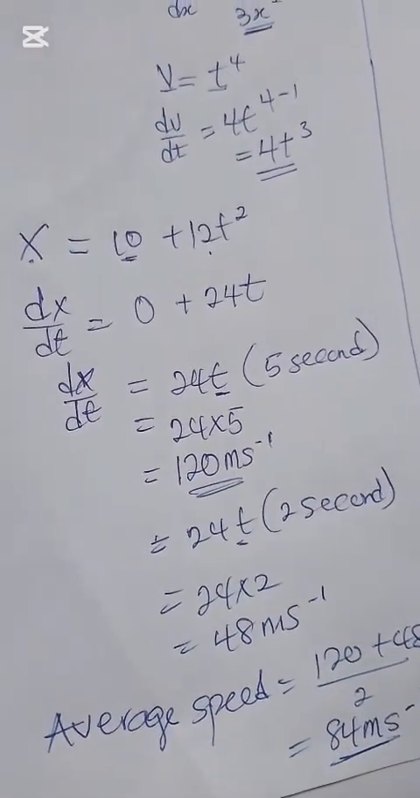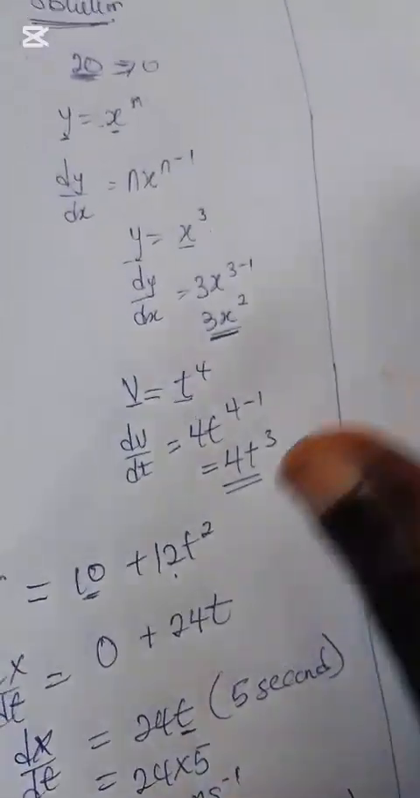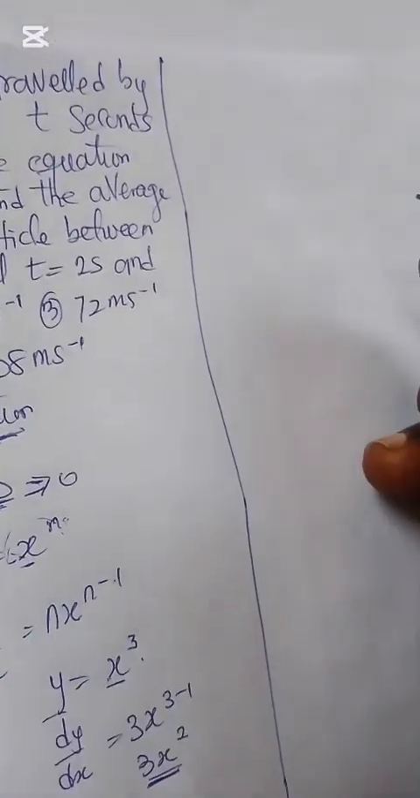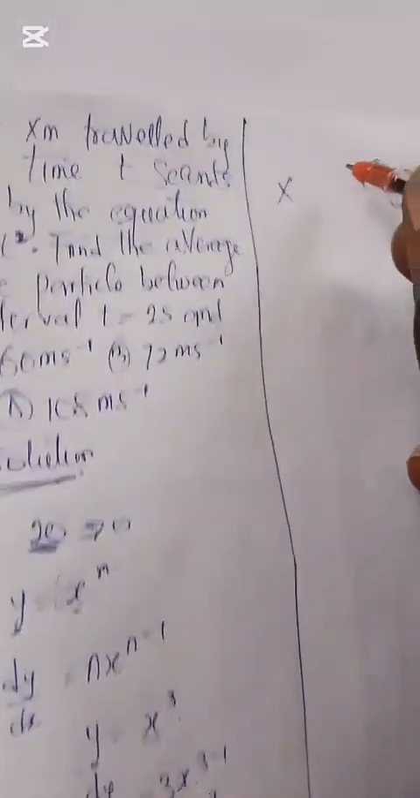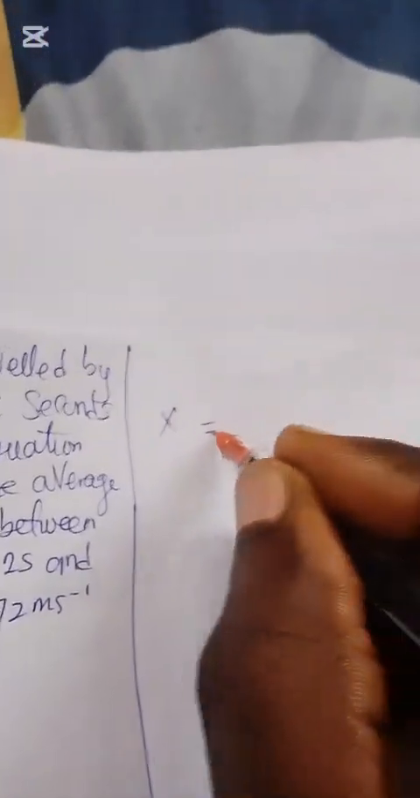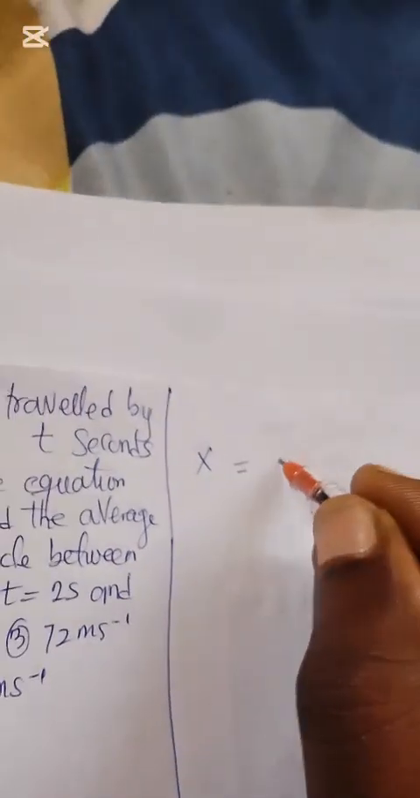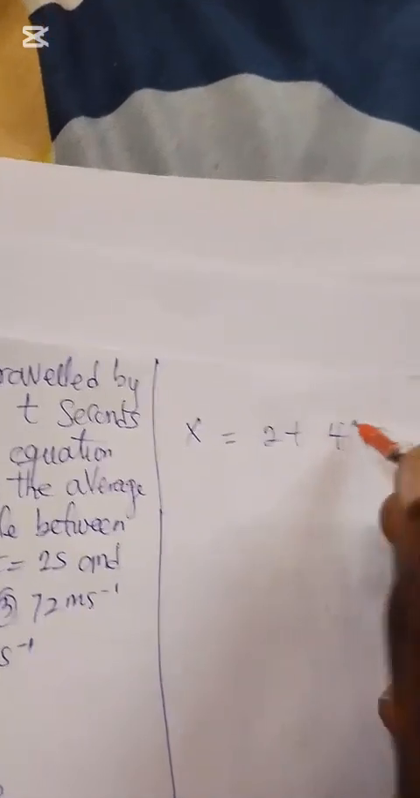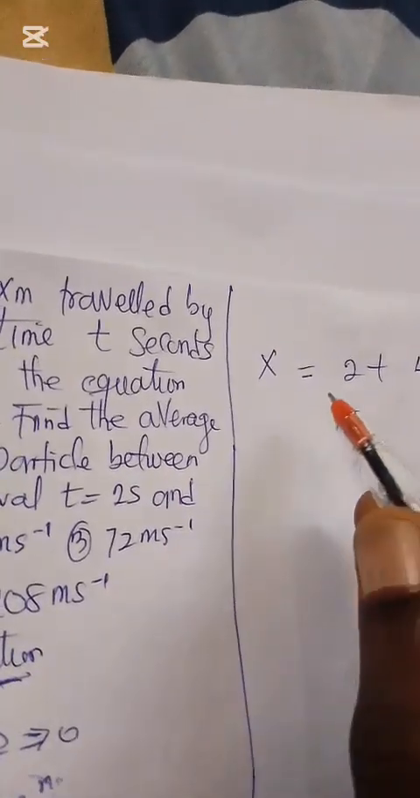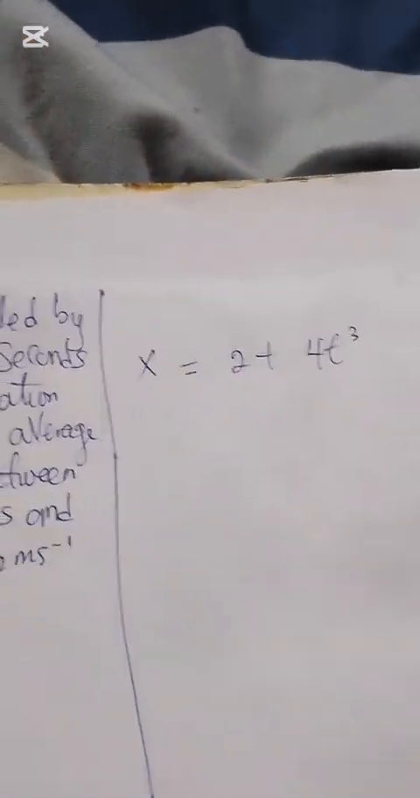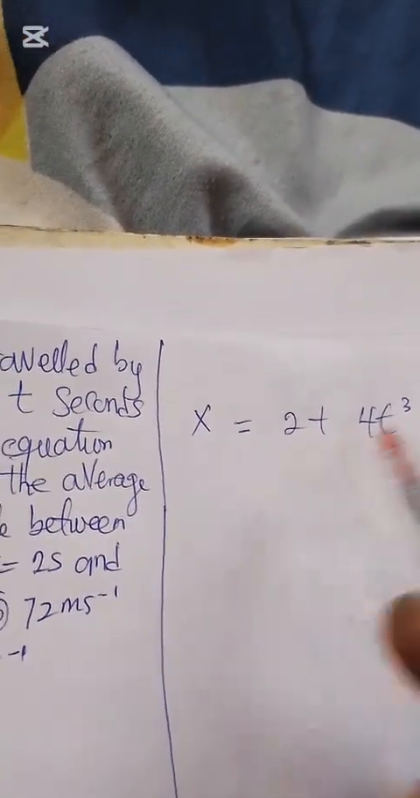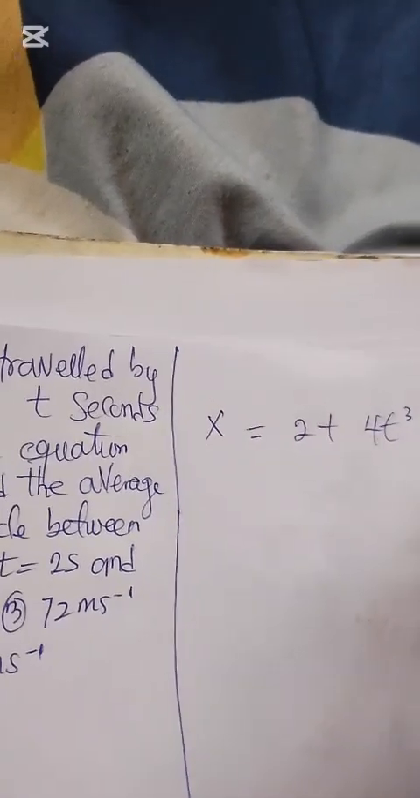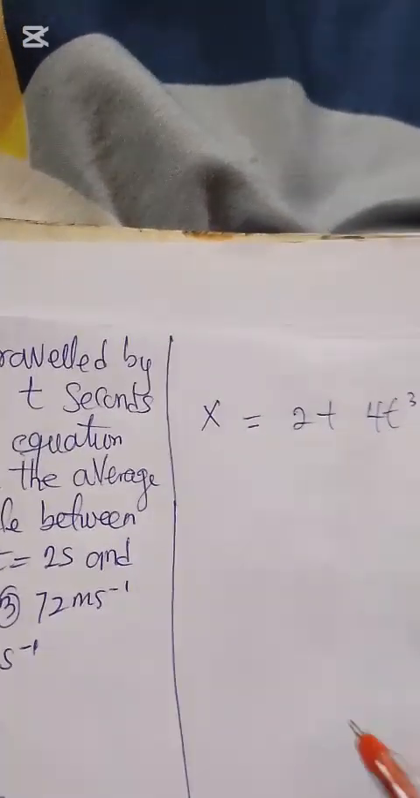So when you differentiate, what you need to know is that sometimes you may be given questions like, let's say, x is equal to 2 plus 4t raised to power 3, and you may be asked to look for the acceleration. So let me just put it this way: the distance traveled by a particle is represented with this equation. Calculate the acceleration after, let's say, 2 seconds.